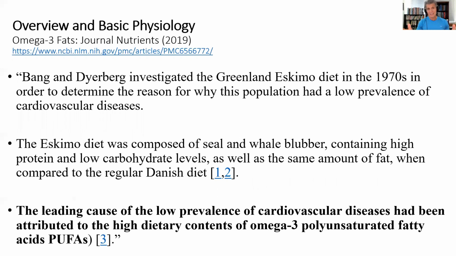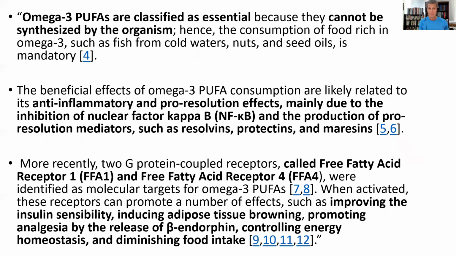And it really was back in the 70s when Bang and Dyerberg were the first ones to notice that in what we used to call Greenland Eskimos, but now they would be Inuit, that they have very low cardiovascular disease. And this became attributed, of course, to their high omega-3 fat intake from eating seal and whale blubber. And that's when the real emphasis on essential fatty acid research began. It wasn't really until the 1970s that any of this was even on our radar. But since then, we've learned a lot.